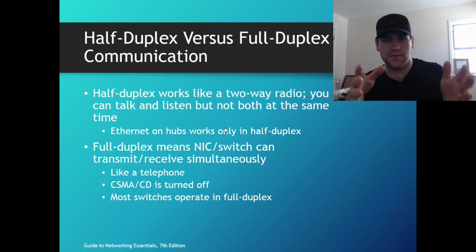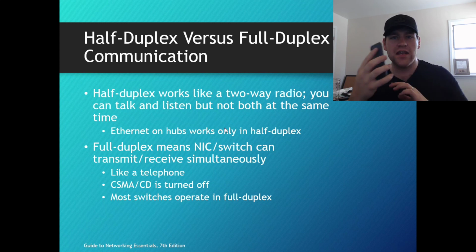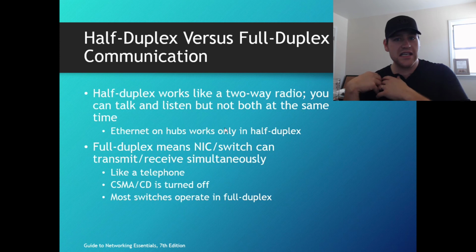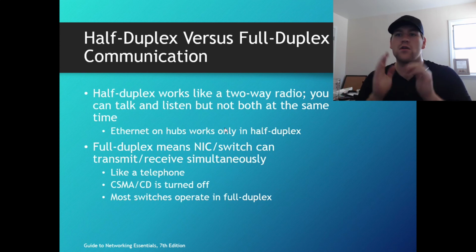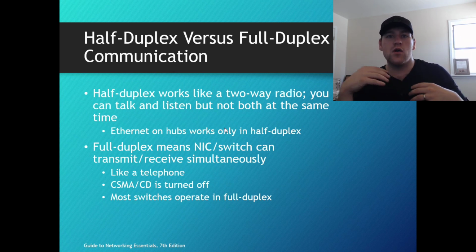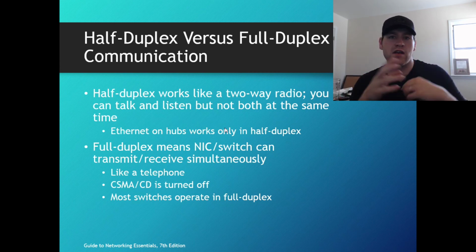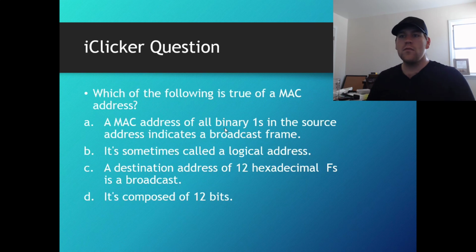Full duplex is more like a telephone or a cell phone. If I'm talking on my phone, I can be saying things at the same time that I'm hearing things, and actually receive the information being transmitted, even though I might be transmitting at the same time. So I can be transmitting and receiving at the same time. Most switches operate in full duplex by default. Of course, Ethernet has a lot of backwards compatibility built in, so full duplex or half duplex is generally determined automatically based on the NIC and the switch and what they're capable of. But most switches operate in full duplex mode.